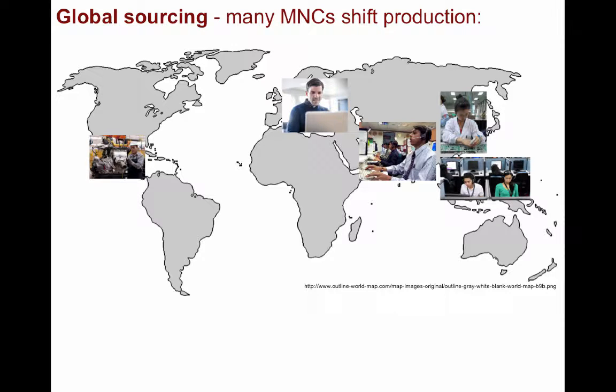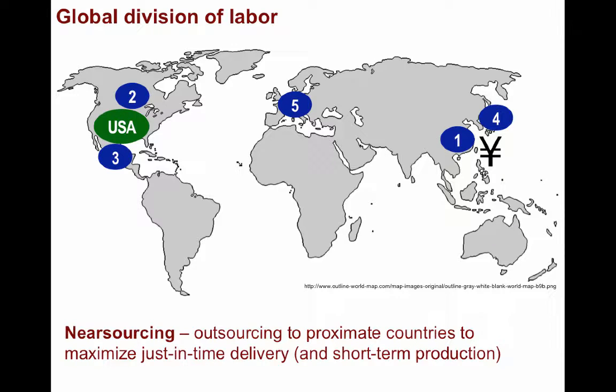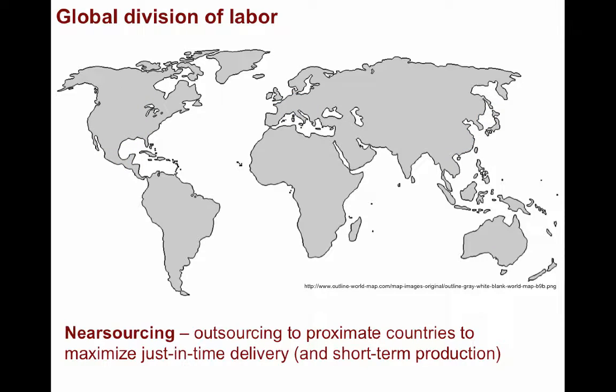But don't forget, in the global division of labor, most trading is actually with closer neighbors, where economies of scope work best. In fact, the word nearsourcing has entered the lexicon to describe outsourcing to proximate countries in order to maximize just-in-time delivery and short-term production. USA's top trading partners are China, Canada, Mexico, Japan, and Germany, in that order. What this shows is that while closer countries are more likely to trade, the size of national economies is also exceptionally influential. According to GDP, China is number 1 in the world, while Japan and Germany are numbers 4 and 5, respectively. China does a better job of showing the tendencies of the global division of labor.